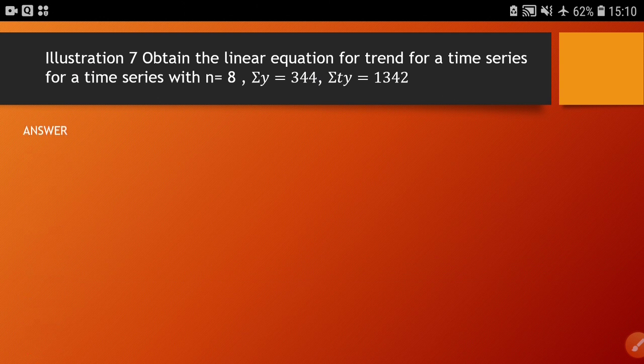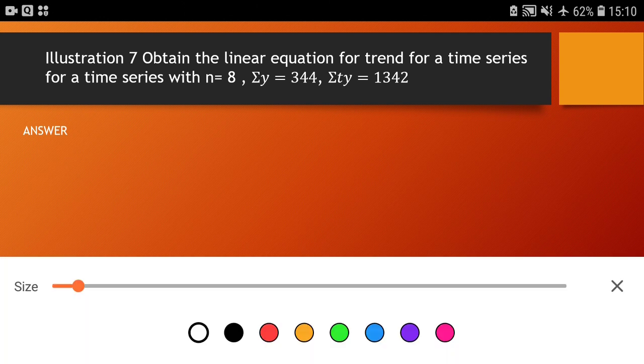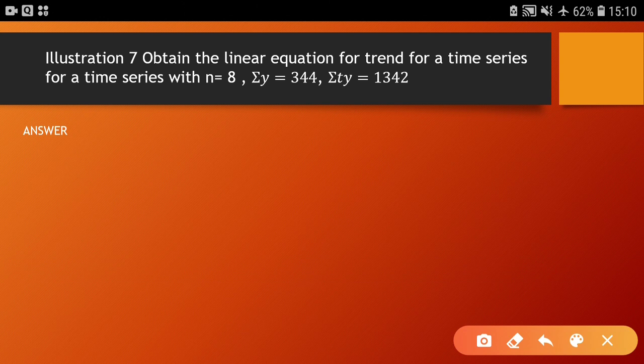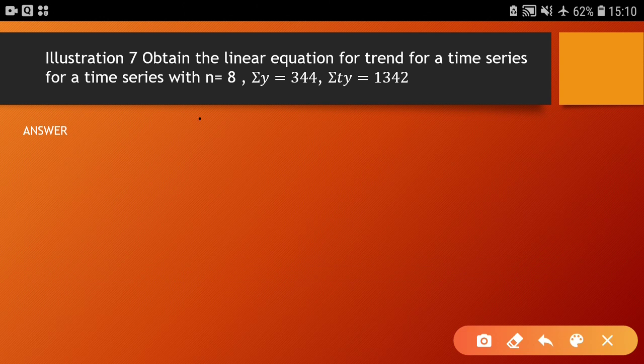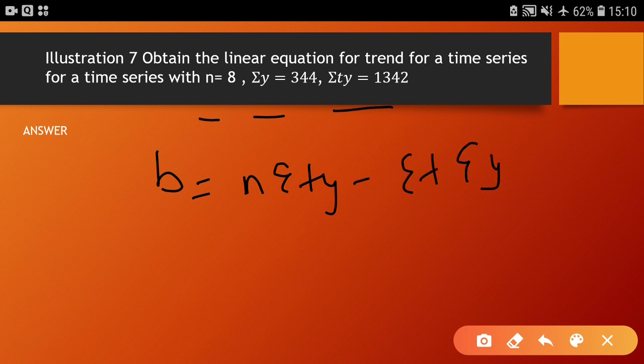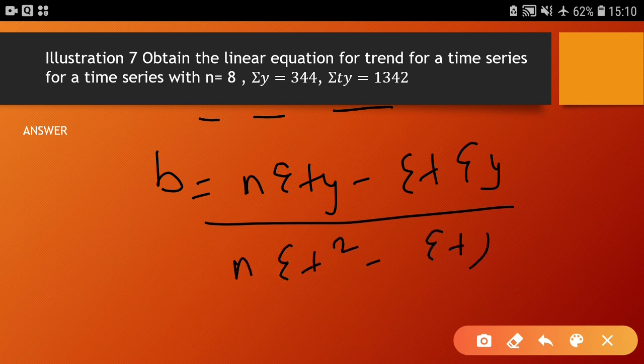So how will you solve this sum? Let me tell you that the given information is only this much. That means only n is given, only sigma y is given, and only sigma ty is given. Let's try this sum. If you write this formula, b is equal to n sigma ty minus sigma t sigma y upon n sigma t square minus sigma t whole square.